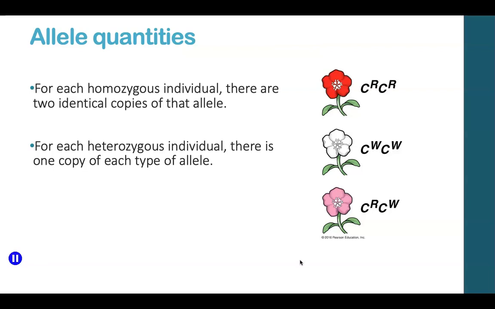So keep in mind that for every individual, they carry 2 alleles. Individuals that are homozygous, so the red flower or the white flower, have 2 identical copies of their allele. And an individual that is heterozygous, this pink flower, has 1 copy of each allele, but they all have 2 copies of any allele that's present.